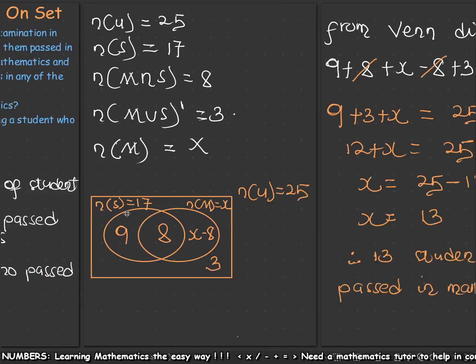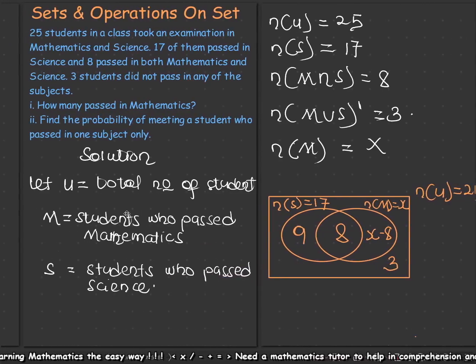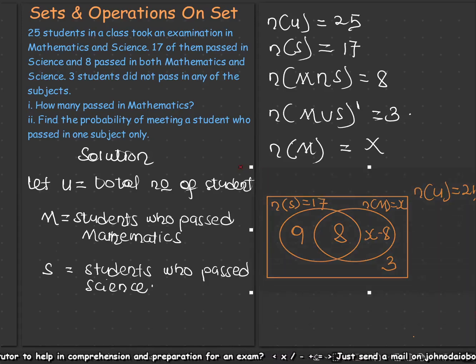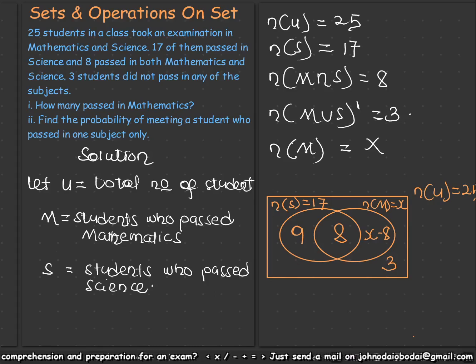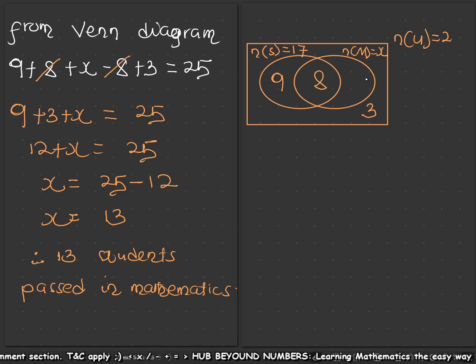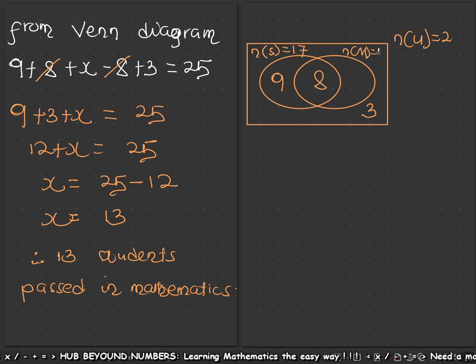Now let's look at the second question. It says, find the probability of meeting a student who passed in one subject only. To do that, I would want us to redraw this Venn diagram. Since we already have our x, let's do that, and then we have a clear picture of what we want to do. So I'm just going to clean all of this and then replace that with our 13. And you remember we had x minus 8 over here. So 13 minus 8 here becomes 5.